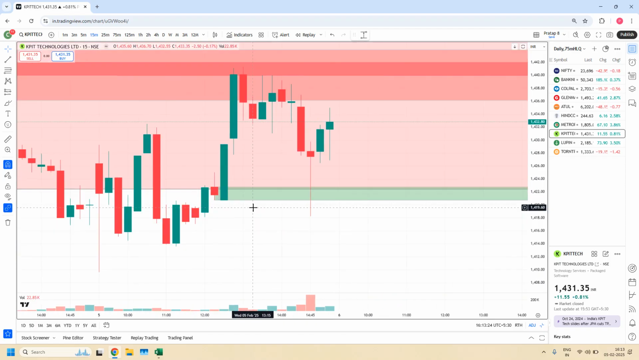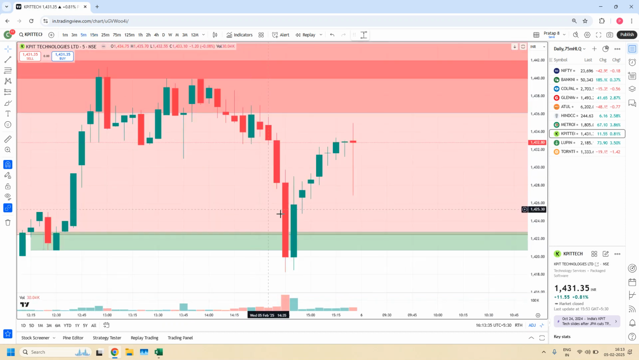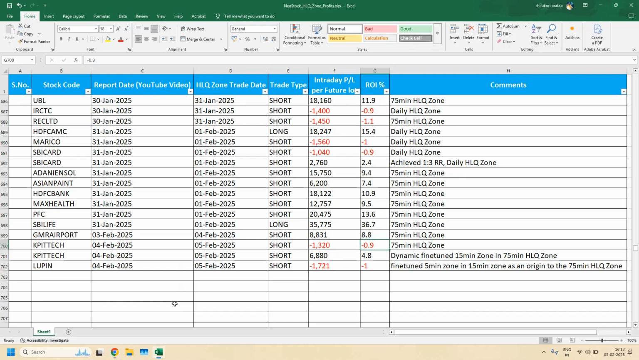Where is the 15 minutes target? Here you have a rally base rally. This rally base rally, prices reached. Go to the 5 minutes, you understand which candle. At 2:45, 5 minutes candle, it reached the target. So how much profit has it given? KPIT Technologies has given 6,880 rupees profit, which is 4.8% ROI as per one futures margin cost.